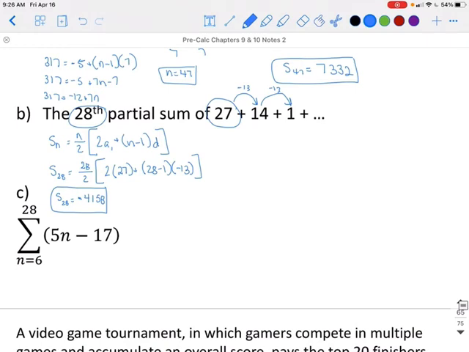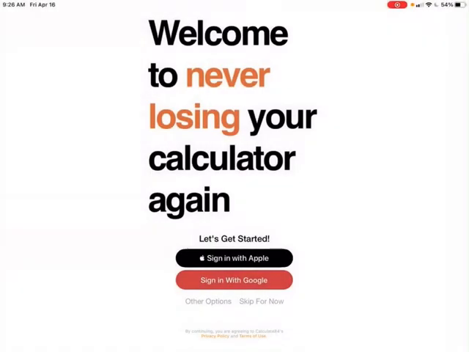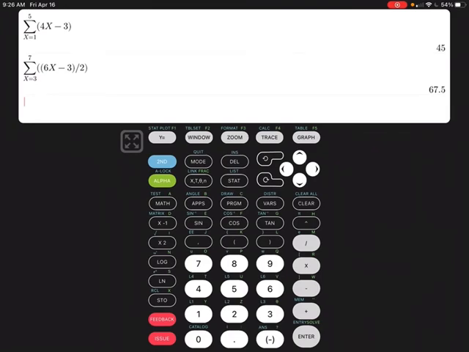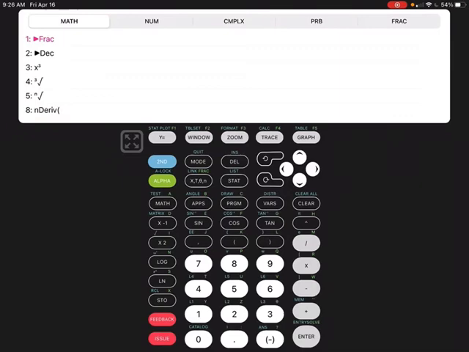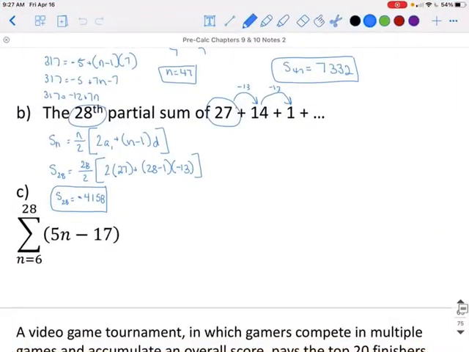Now on part C, you can do this one by hand, or you can just put it into your calculator. So remember, if you need to put this into your calculator, let's clear our screen. We are going to hit Math, and you're going to go down until you find option 0, which is summation. We are going to do x equals 6 to 28. And then we're doing 5x minus 17. And that will give us a sum of 1,564.